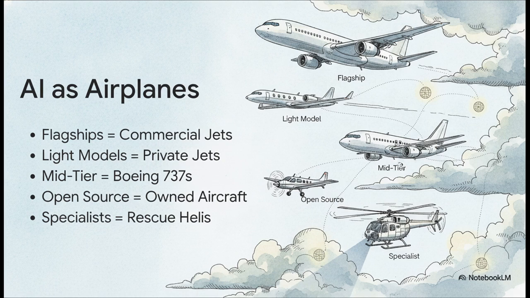Then you have your private jets. These represent your light models. Super fast, nimble, but with a smaller capacity. Right in the middle, the Boeing 737s. These are your mid-tier AI models that perfectly balance cost and capacity. Then we've got privately owned aircraft representing open source and highly specialized search and rescue helicopters for, well, your specialist models.